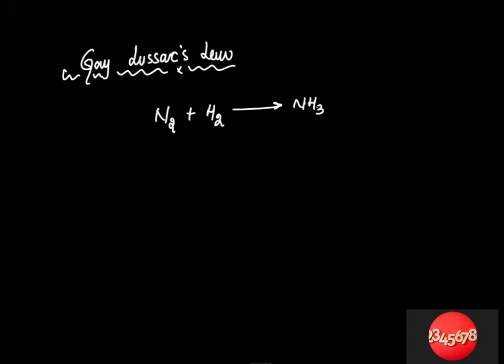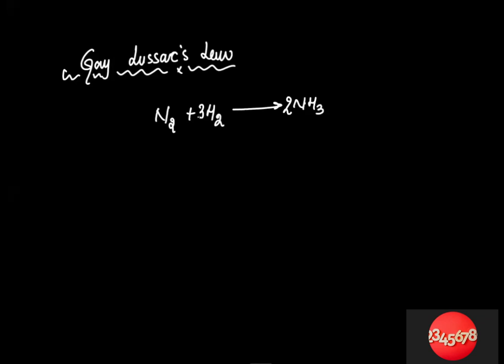हाँ बिल्कुल सही. ली-चैटलेट्स प्रिंसिपल क्या लगता है इसमें? N2 plus H2 gives NH3. This is not balanced. Let's balance it. 2 and then 3. Now, this is very fascinating. समझ के देखिए बहुत मजा आता है इसको सुनने में.